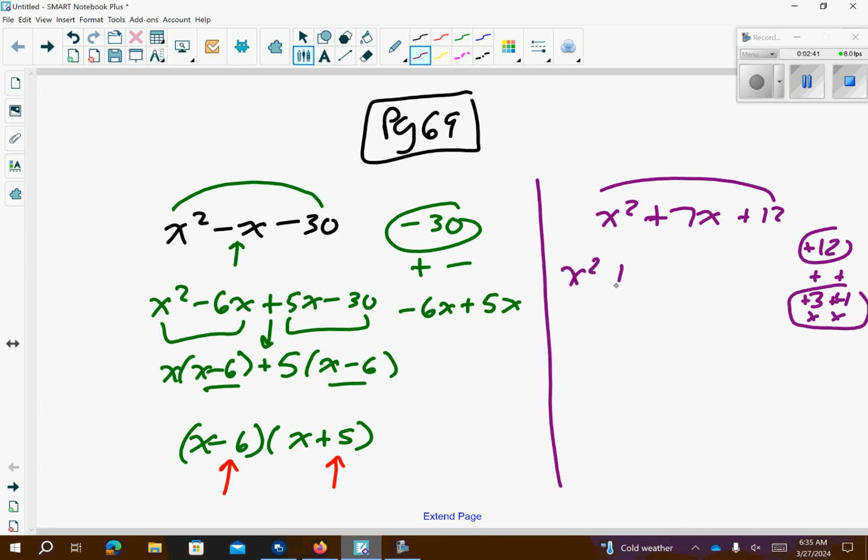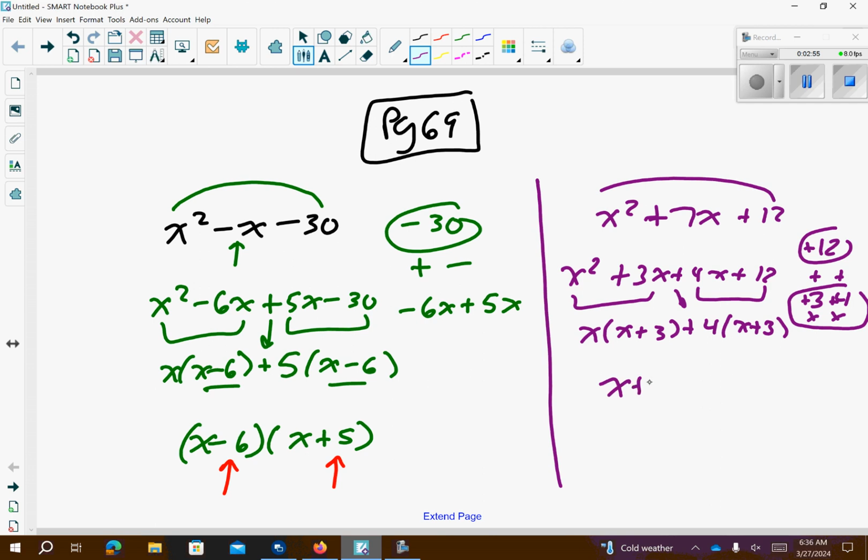So I'm going to get x squared plus 3x plus 4x plus 12. Factor an x out. This plus comes down. Factor 4 out. x plus 3. So I'm going to get x plus 3 and x plus 4. Okay, so I have a positive 3 and a positive 4.